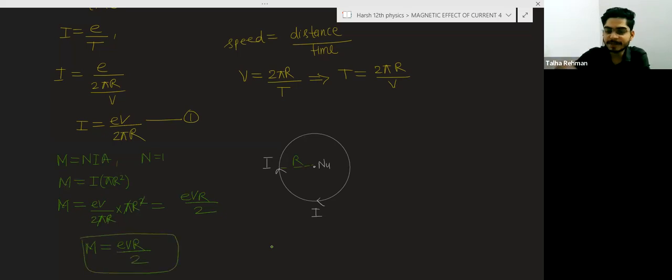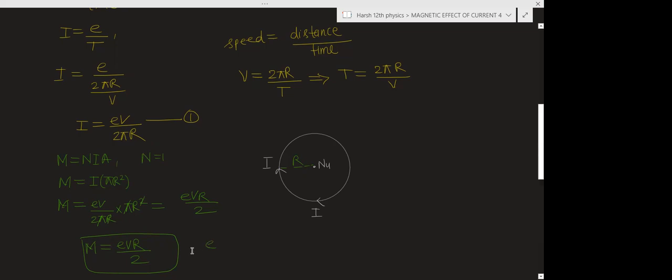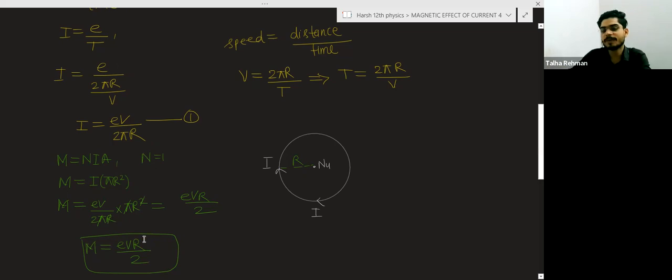So this is the magnetic moment due to the motion of the electron in a circular path around the nucleus. What is E? E is the charge on the electron, already discussed. V is the velocity of the electron. R is the radius of the path. This is your magnetic moment.